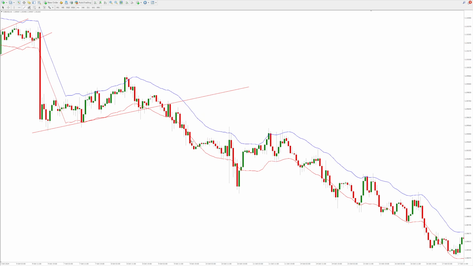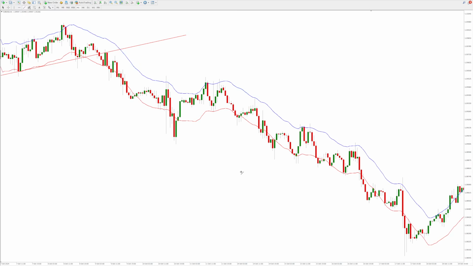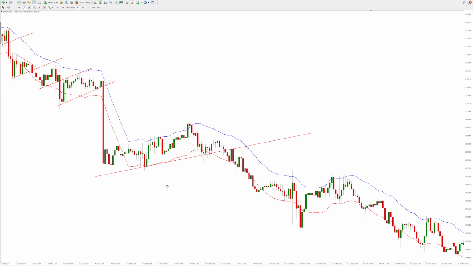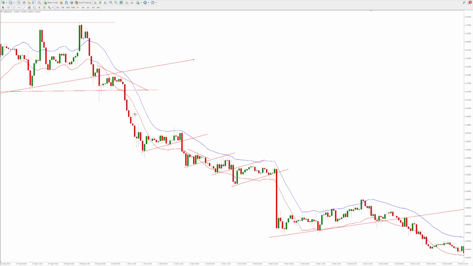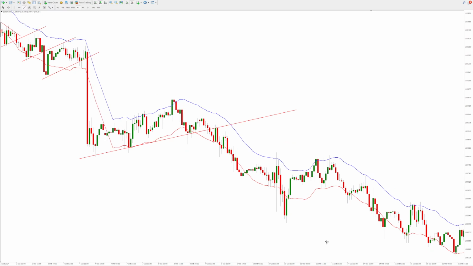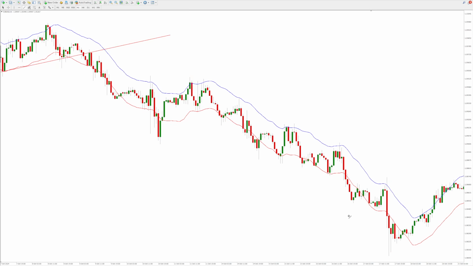You can see here the breakout's not as clear. Price is still kind of within these envelopes. You want a kind of an obvious scenario like this one here. You see that? But that being said, there still are a few opportunities.